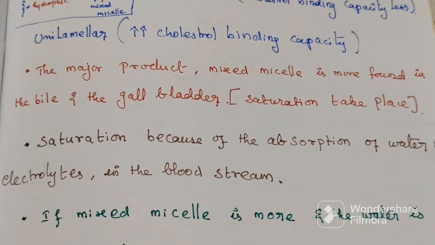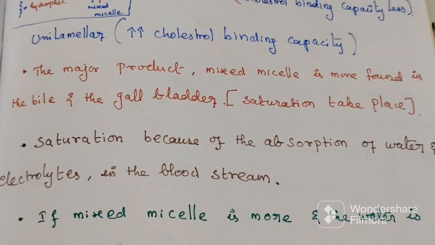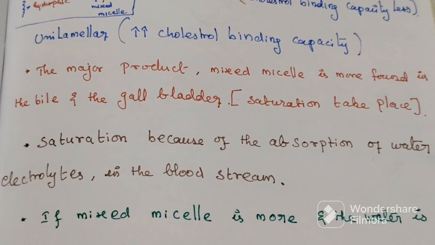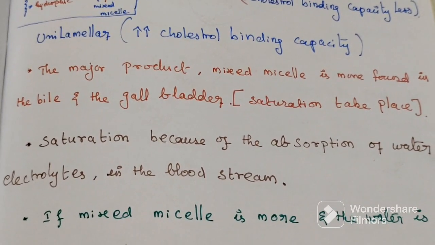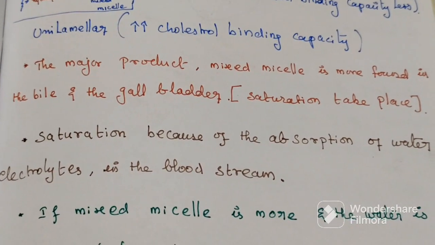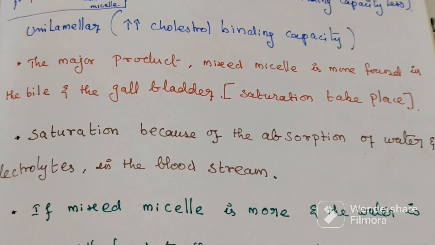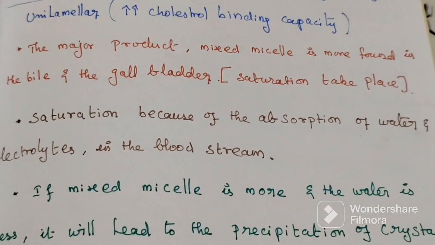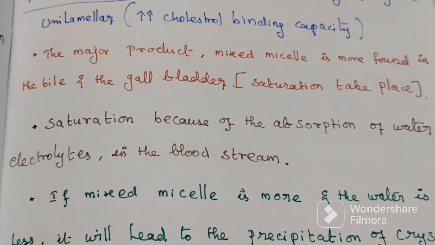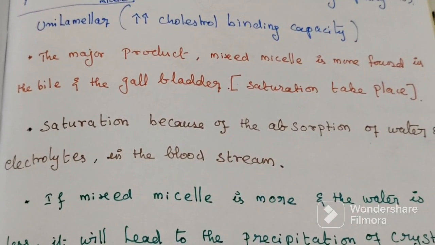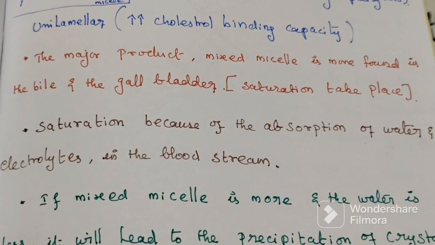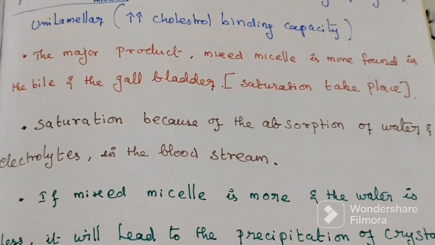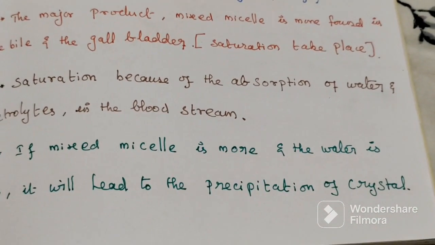The major product, the mixed micelle, is found in bile in the gallbladder, where saturation takes place. Saturation occurs because of absorption of water and electrolytes into the bloodstream. What happens if the mixed micelles are more and the water is less? It leads to precipitation of crystals.